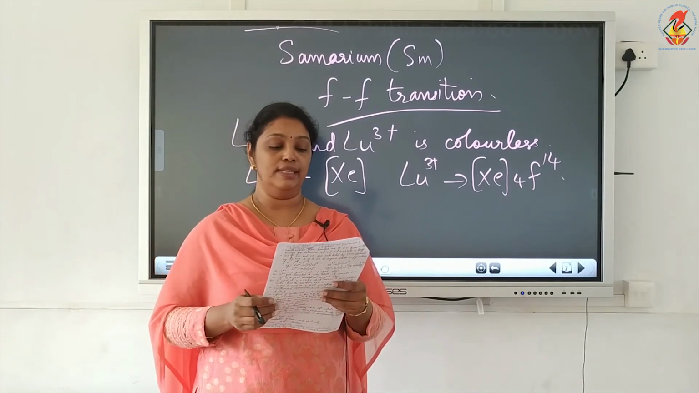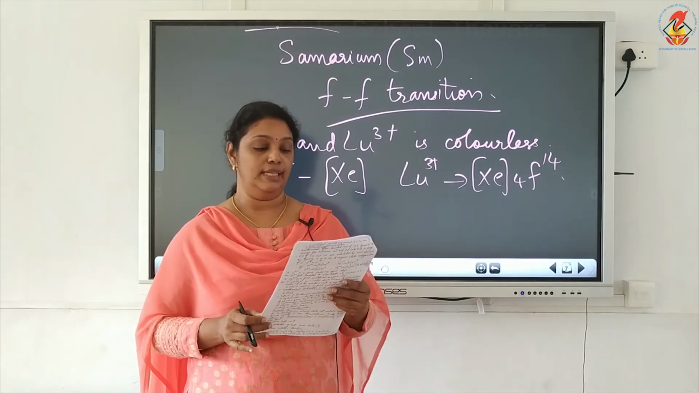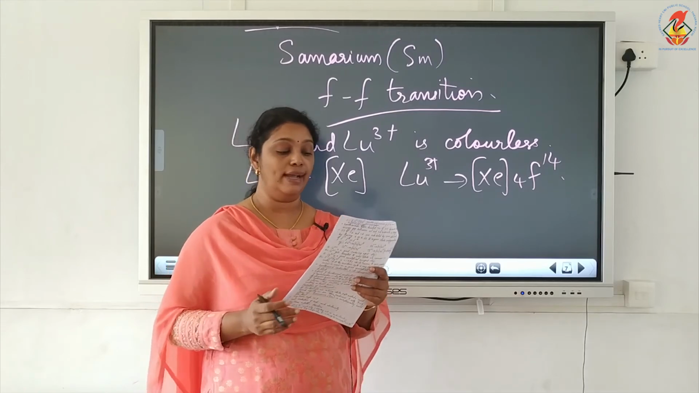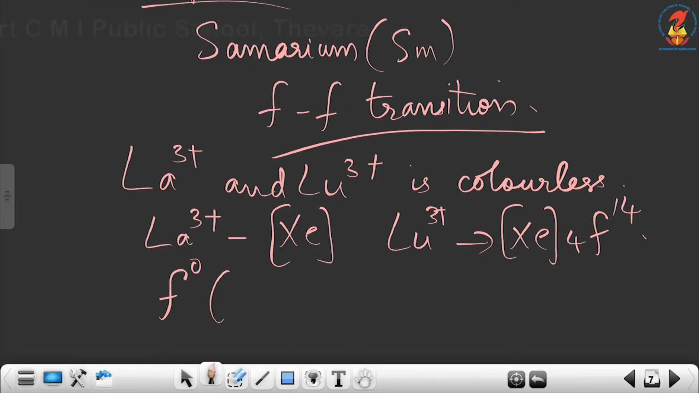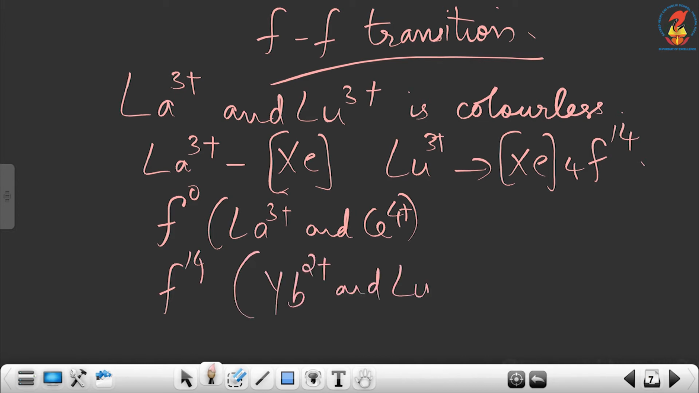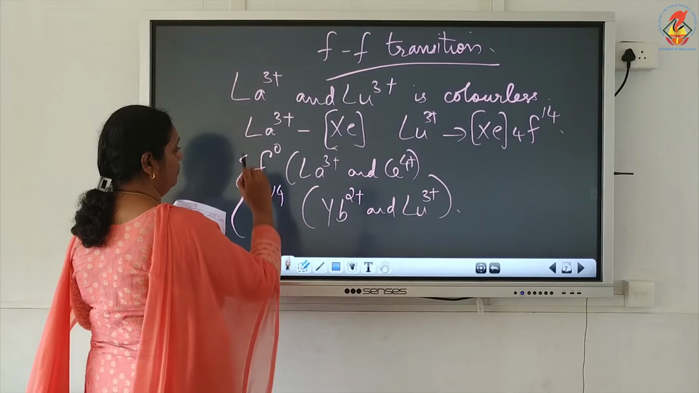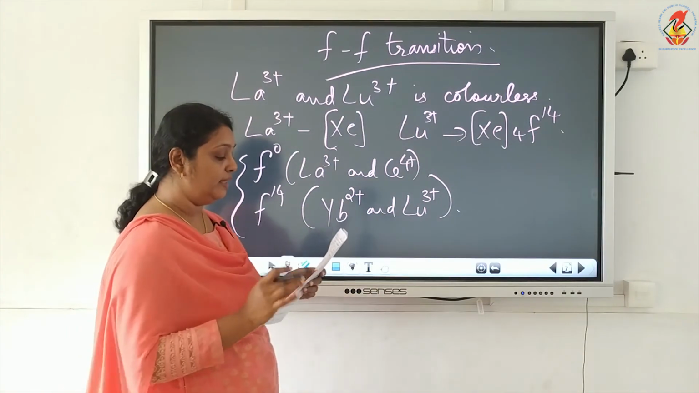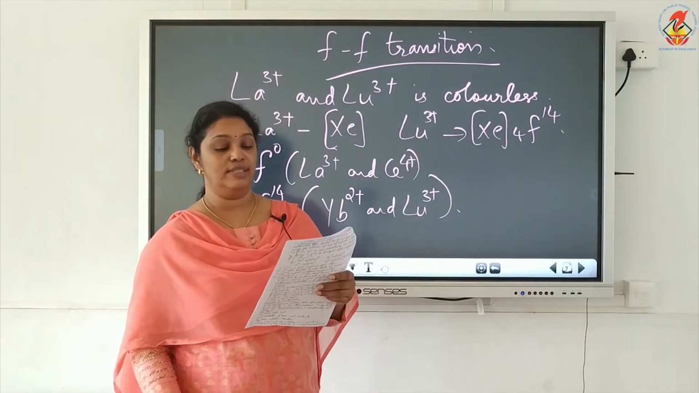Now the next question is about the magnetic property. Lanthanoid ions other than f0, f0 means La3+ and cerium 4+, they are examples where the f orbital is empty, and f14 type. F14 examples are ytterbium 2+ and lutetium 3+. Except these two, f0 and f14, all other lanthanoid ions are paramagnetic.